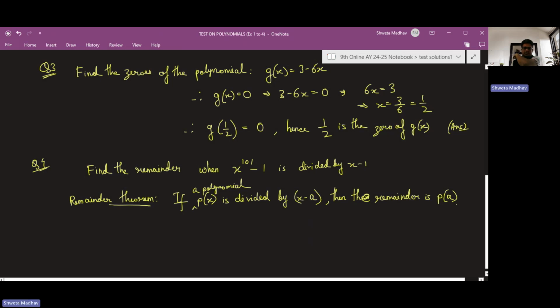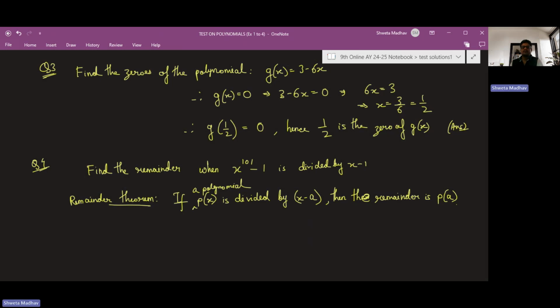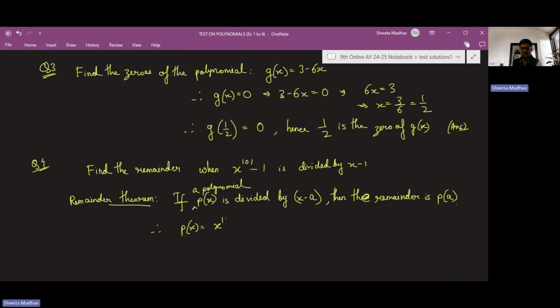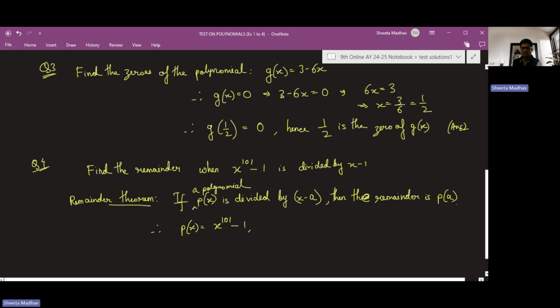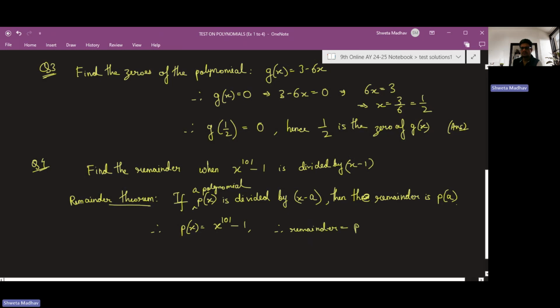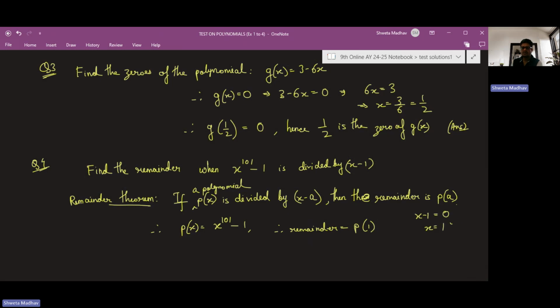So here also, if we take this as the polynomial p of x, let's say we take this as x power 101 minus 1. So when this is divided by x minus 1, then the remainder will be p of 1. Since if I equate x minus 1 to 0, then x will be 1. So hence p of 1 will be the remainder.